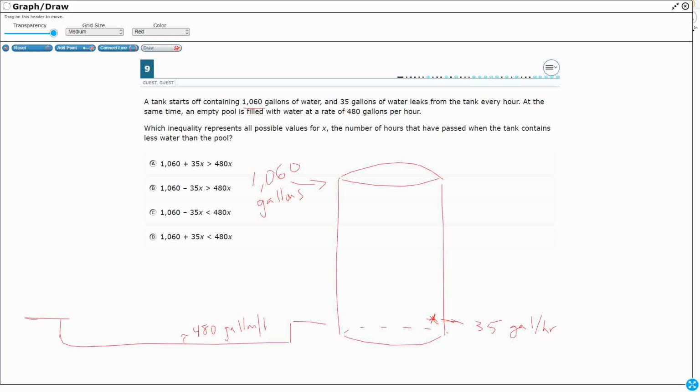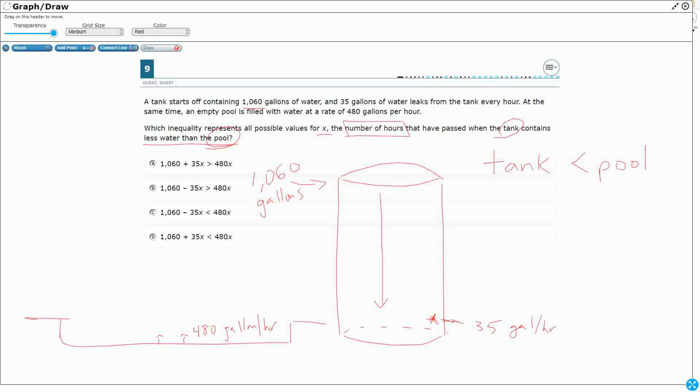Which inequality represents all possible values for x, the number of hours that have passed when the tank contains less water than the pool? That's going to be important. The tank is going to go lower and lower and lower, and the pool is going to go higher and higher and higher. We want the tank to be less than the pool, because that's what it says right there. That's what we're looking for. And the x is going to be the number of hours.